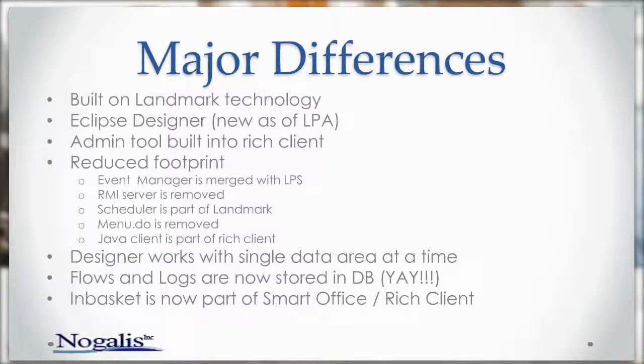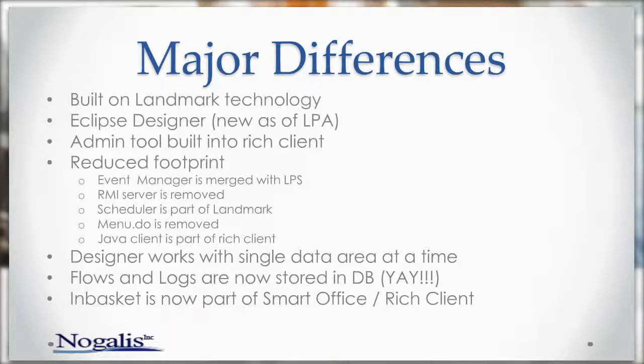But the major differences are, again, it's built on Landmark technology. There's an Eclipse Designer, which is not really new. It's the same one you were using with LPA, the Eclipse version. It does have a few more pieces in it that you're very likely not familiar with, and I'm not going to go over those because they're in the differences webinar, so you can go back and review that. They're no longer XML files. They're LDP files. I forget actually, is it LDP or LPD files?